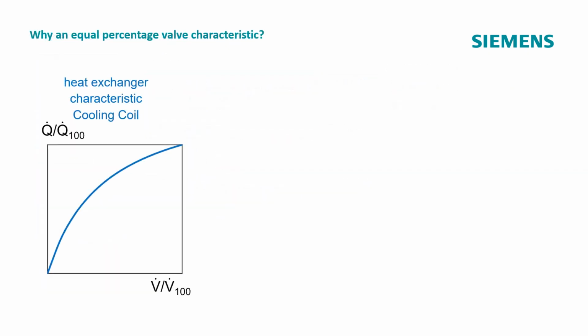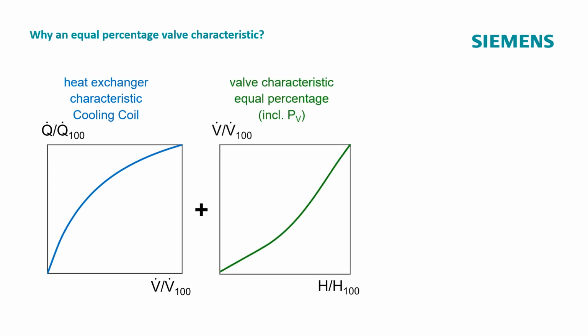A typical cooling coil has a heat exchanger characteristic that is highly nonlinear. This means that even at a low volume flow, a relatively large amount of power is transferred. An equal percentage valve characteristic, including taking into account the influence of the valve authority PV, largely compensates for the nonlinear behavior of the cooling coil.